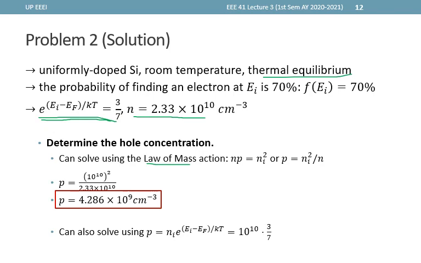Note that we can go the, say, longer way or harder way, and use this information. So ni, which is 10 to the 10, times this value should still give us this p. Sorry, this whole thing should give us this value for p.